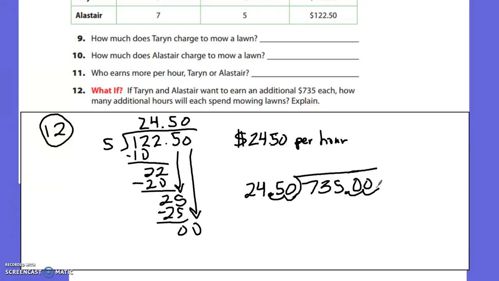Now that's going to get you part of an answer for number 12. That's going to be Alistair. The answer you get is how many hours it's going to take Alistair to get to $735. You're going to have to do the same thing for Taryn, except you're not going to divide 735 by 2450. You're going to divide 735 by the answer you got for number 11 for Taryn, how much she earns per hour.